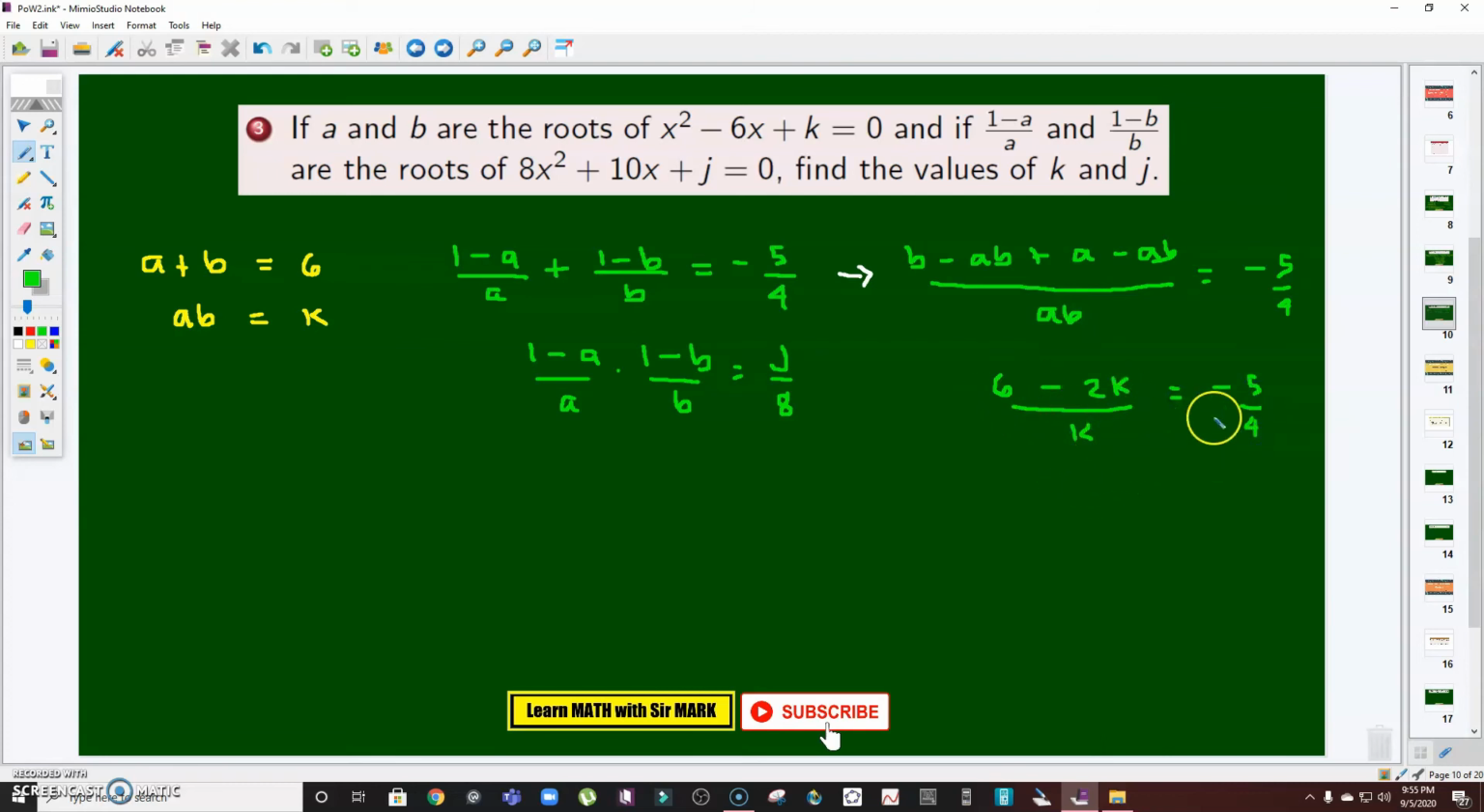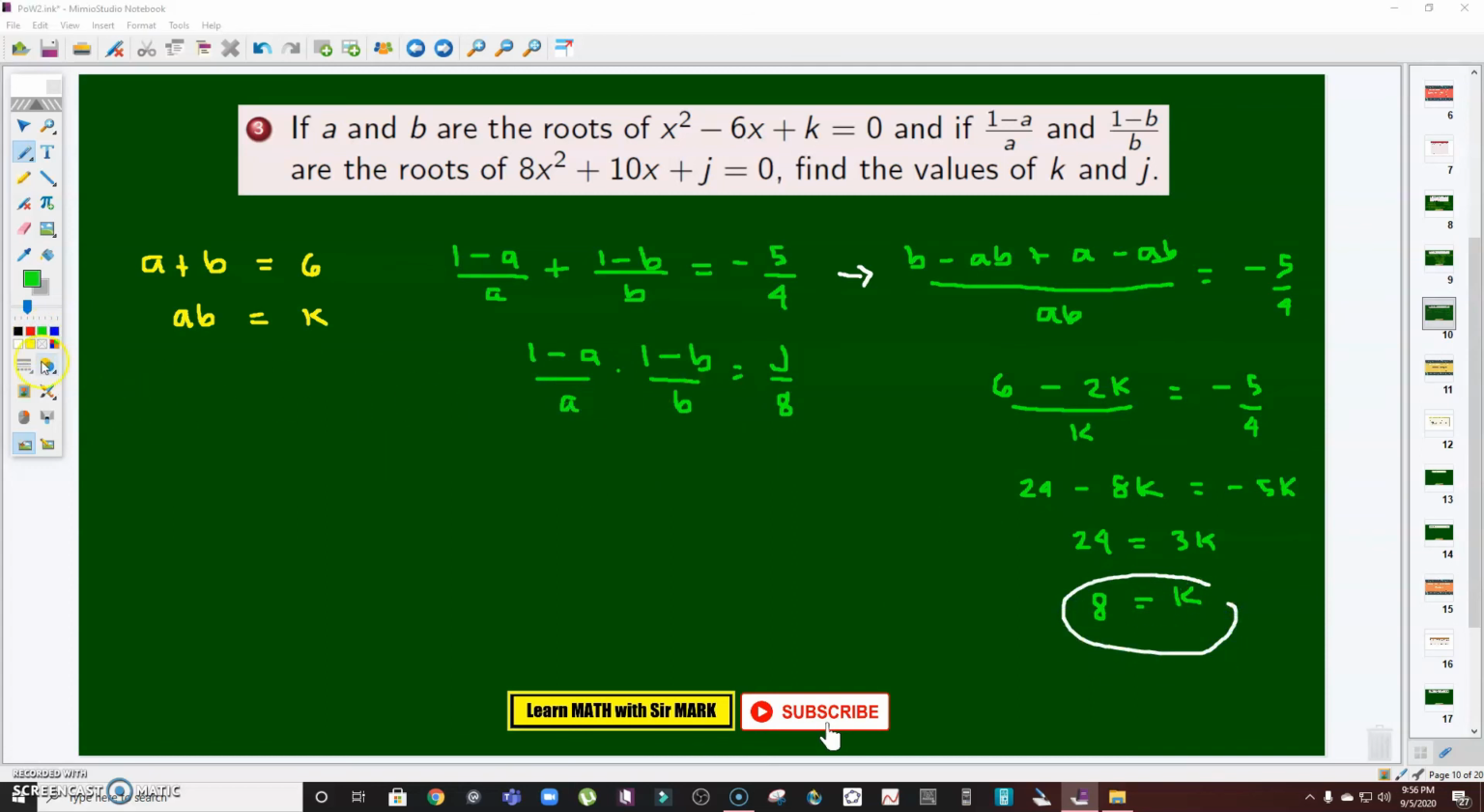See that? Then I can further manipulate this one: cross multiply, 24 minus 8k equals negative 5k. Clearly, we can combine terms containing k, that will be simply 3k. So, therefore, the value of k, and that's what we're looking for, is 24 over 3, which is equal to 8. There you go. See that? So, madali lang. Okay, next.